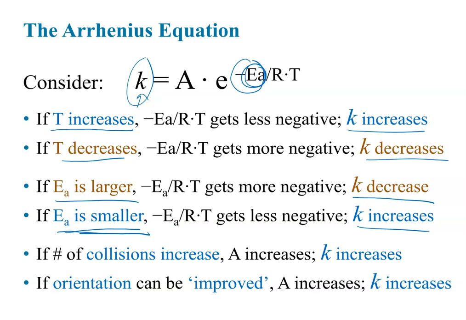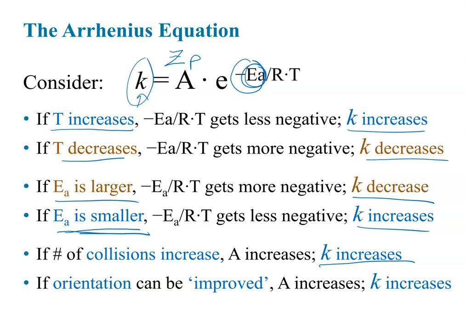That's your concentration effect right there. Well, because this A factor includes the frequency of collisions and that orientation factor within it, okay? If the collisions increase, well, then the value for A increases, so K increases. So this is how having a higher concentration may increase the rate of reaction.